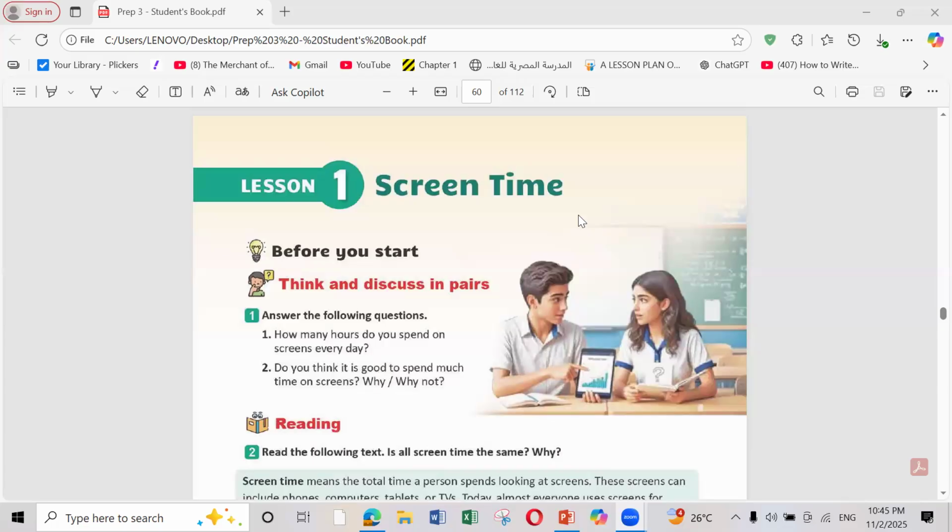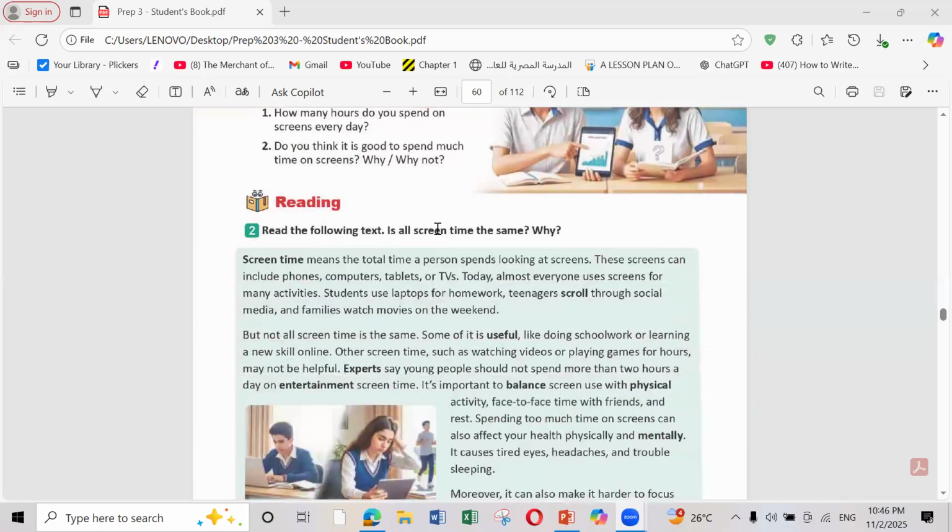As you know, most of you spend a lot of time looking at screens, and this may be useful or harmful for all of you. So you have to think before using screens and looking at them for a long time, and decide what you are going to use the screens for. I want you to answer these two questions in your copybooks in front of you and then start reading with me. Read the following text.